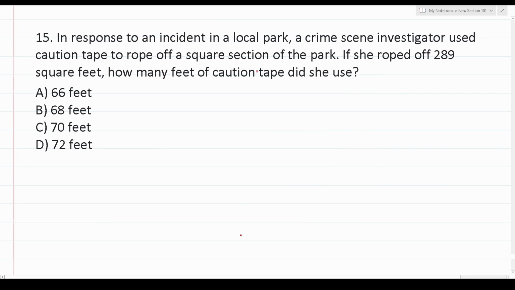Number 15 says, in response to an incident in a local park, a crime scene investigator used caution tape to rope off a square section of the park. If she roped off 289 square feet, how many feet of caution tape did she use? All right, so for this problem, it might be helpful to make a quick sketch. And as it happens, we should realize that we're working with a square section of the park. So we're just working with a square. So let's go ahead and quickly make one of those.